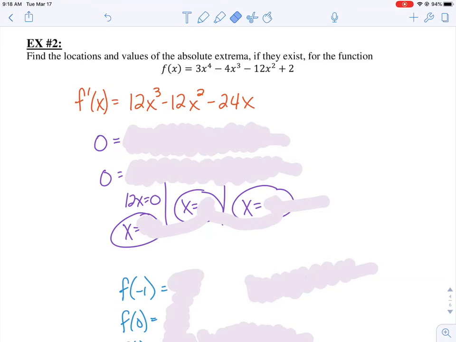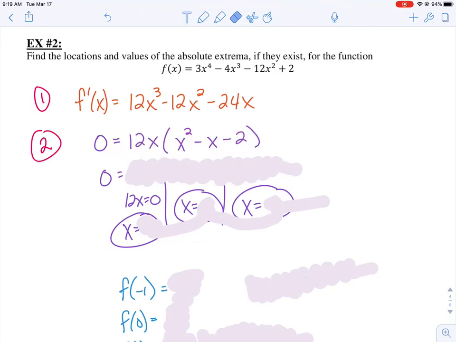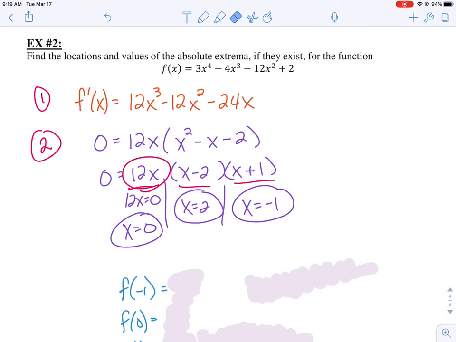Okay, for my derivative, I ended up getting 12x cubed minus 12x squared minus 24x. That was step number 1. Step number 2 is we're going to find our critical numbers. Critical numbers is where the derivative equals 0 or does not exist. So if I set that derivative equal to 0, it looks like I factored out a 12x, and then I factored again into an x minus 2 and an x plus 1. When I set each piece equal to 0, that's 1, 2, 3 pieces. So be careful because there's a variable out front. When I do that, I ended up getting 3 critical numbers. I got critical numbers at 0, 2, and negative 1.